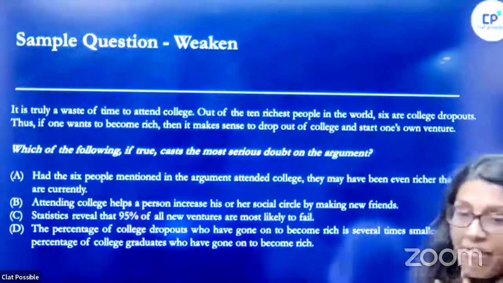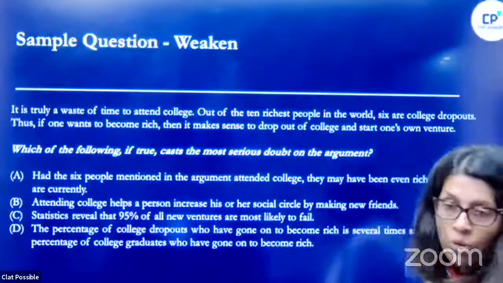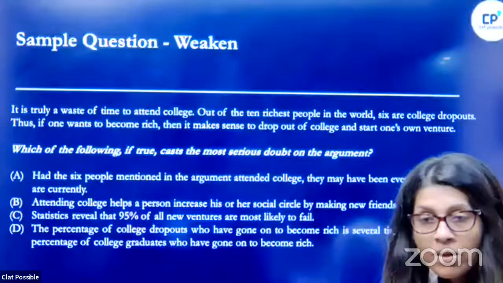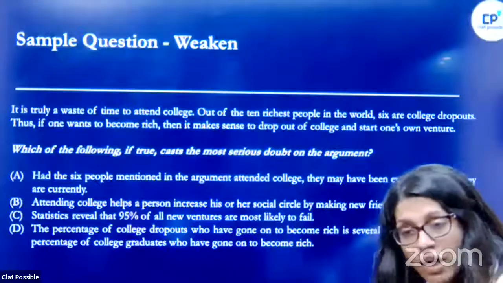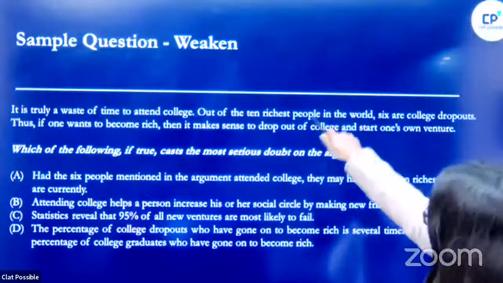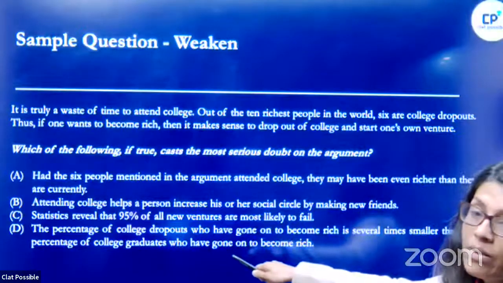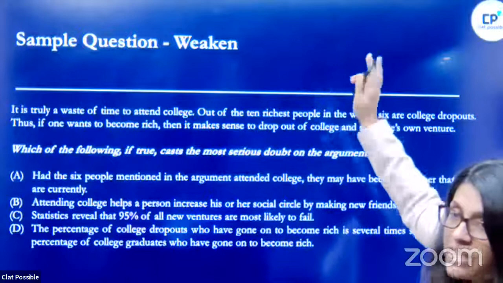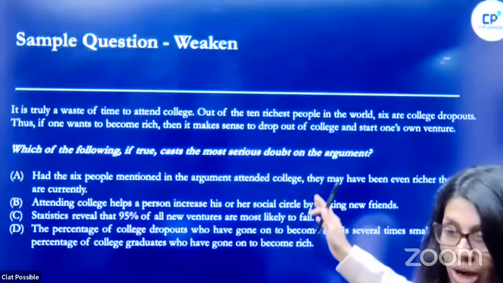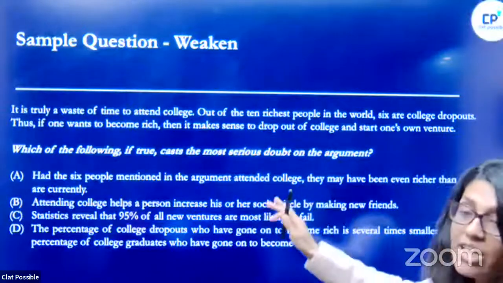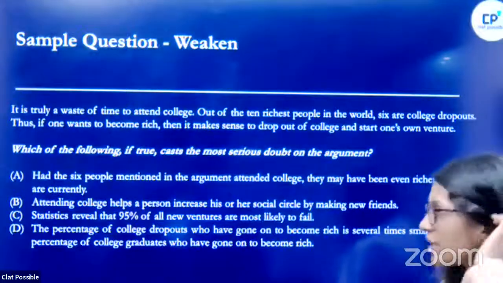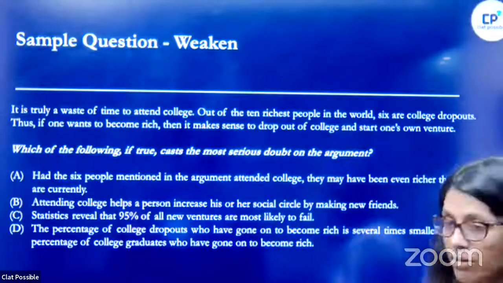How do you do it? If it is about figures, you either bring in another set of figures that is more powerful, or you somehow show that the given figure is a misrepresentation. So in this case, we brought in a better figure. Fine, in the top 10 rich people, 6 are dropouts, but across people who are rich, a bigger percentage of college goers is rich, and a smaller percentage of college dropouts is rich, and that is significant.